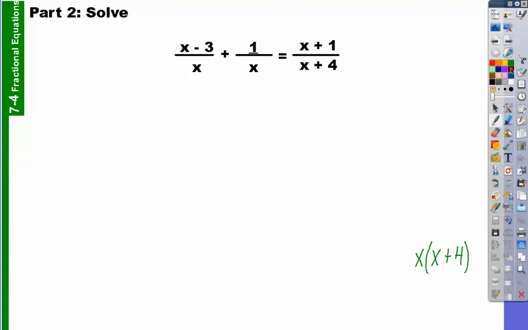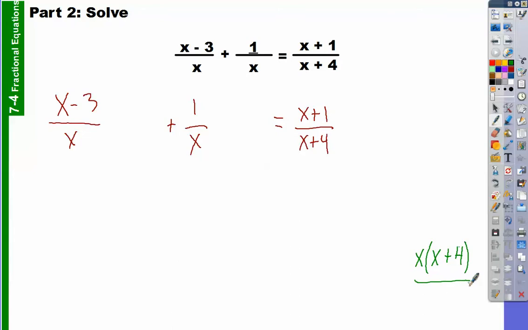So we'll rewrite the fractions. We have x minus 3 over x, we have 1 over x, we have our equal sign, and we have x plus 1 over x plus 4. And we're going to multiply all three of these fractions by our common denominator right here. The reason we're allowed to do this is because you're allowed to add, subtract, divide, or multiply anything to one side of an equation as long as you do the identical thing on the other side.